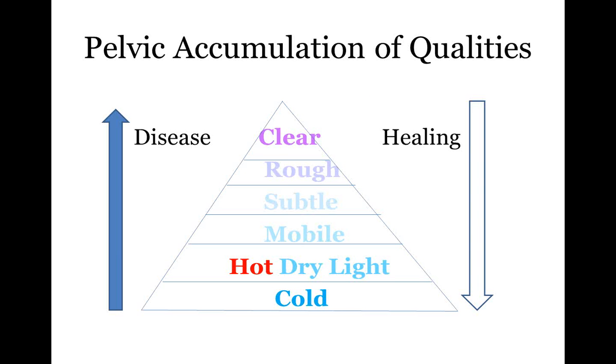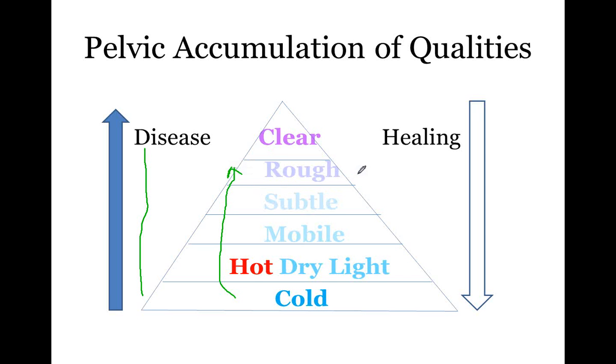Now, the pelvic accumulation of qualities is something I think is really important to look at here. Essentially, what this says is that as we take on any disease, we take on qualities. And these qualities are cumulative in nature. They start with the cold quality, and then the hot, the mobile, subtle, and rough qualities. And these qualities then are collectively accumulated in the urinary tract, in the bladder.